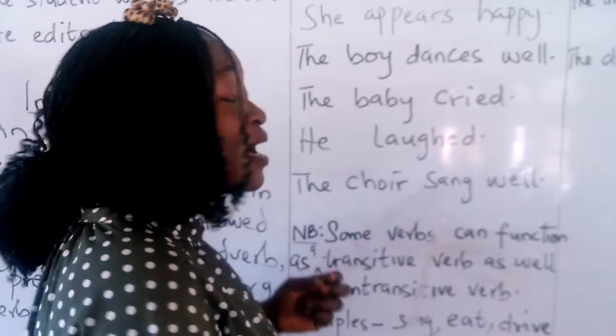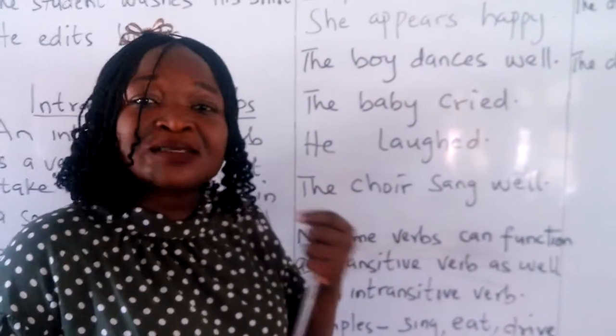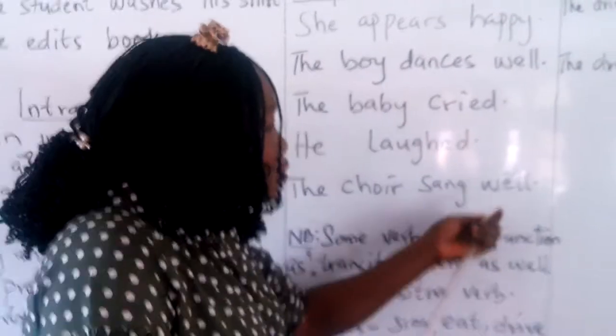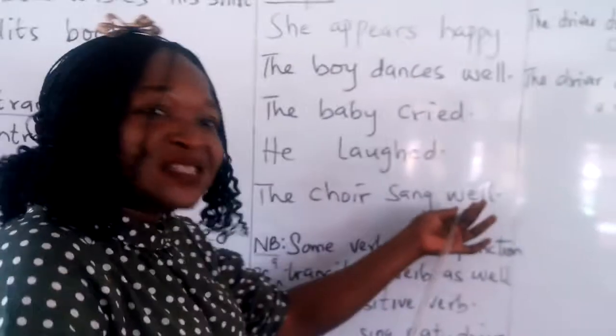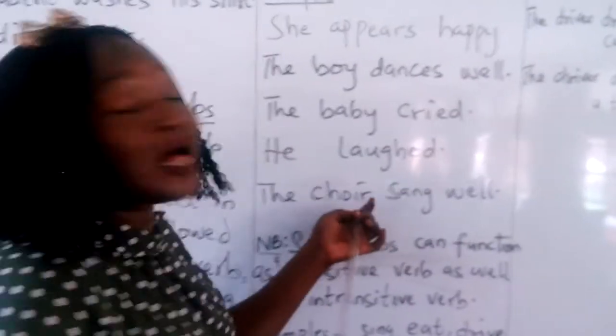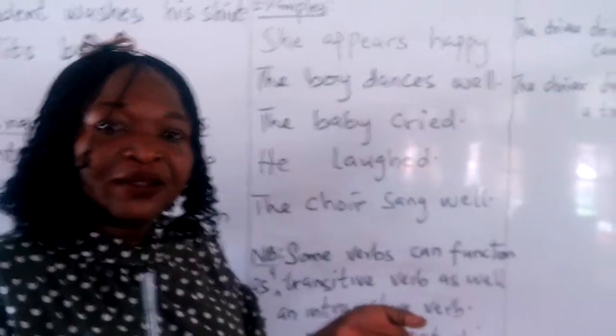The choir sang well. Also well, we have seen well here. This is an adverb telling you how the choir sang, right?